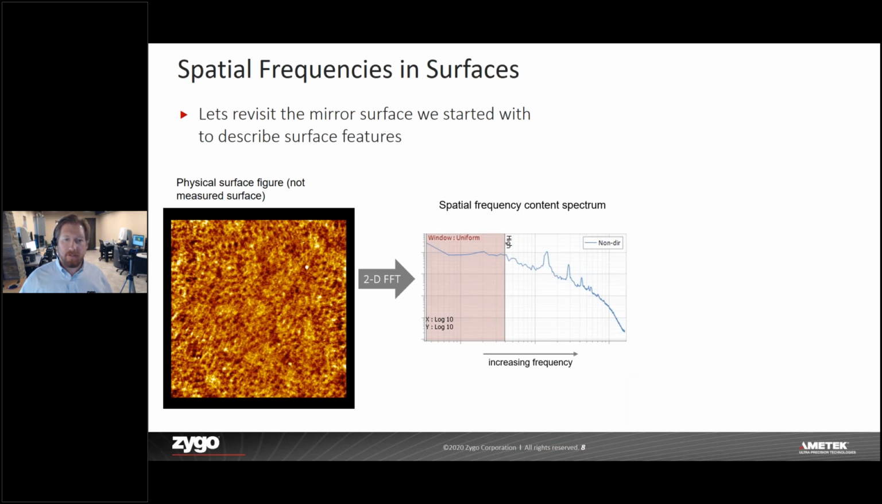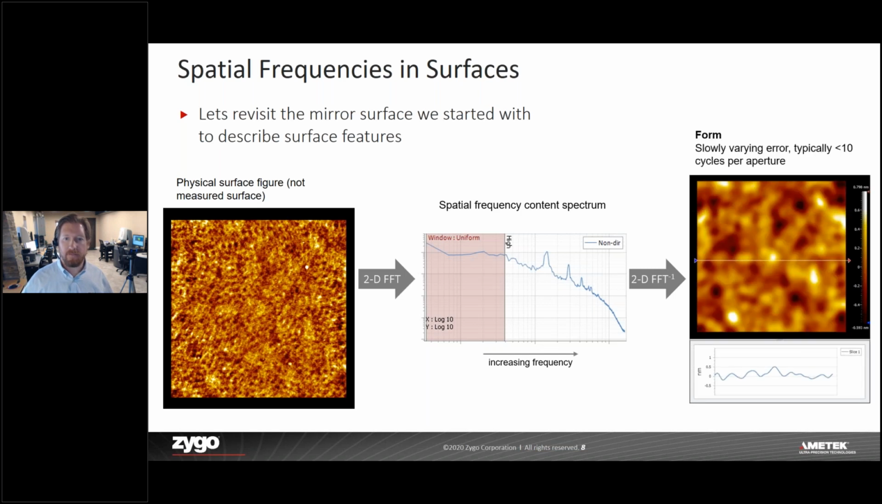with low spatial frequencies on the left and high spatial frequencies on the right. And if we investigate just a portion of the spatial frequency content, let's start with the low spatial frequency information. And now we can do an inverse Fourier transform, which will bring us from the frequency domain back into the spatial domain, the surface domain. And we see that the low spatial frequency content in the surface domain gives us very slowly varying surface information. This is the lower spatial frequency, what we typically call form, which is typically less than 10 cycles per aperture, roughly speaking, in terms of variation. It's the slowly varying information.